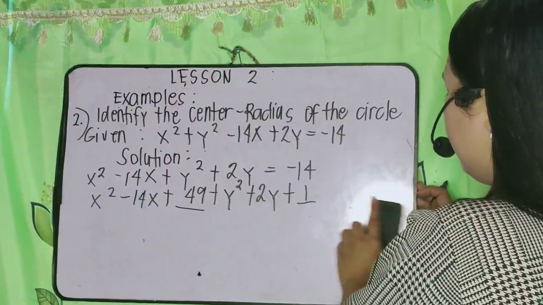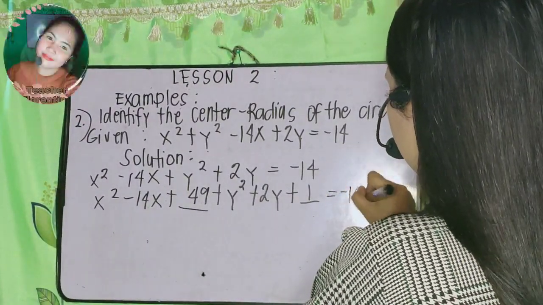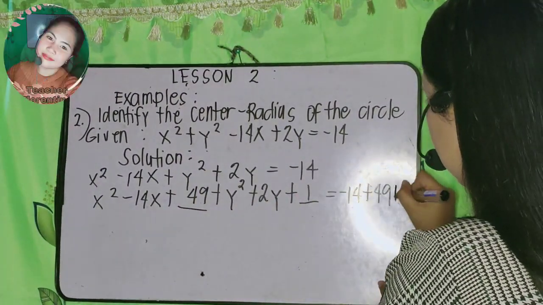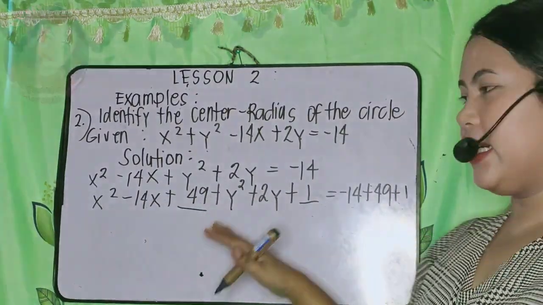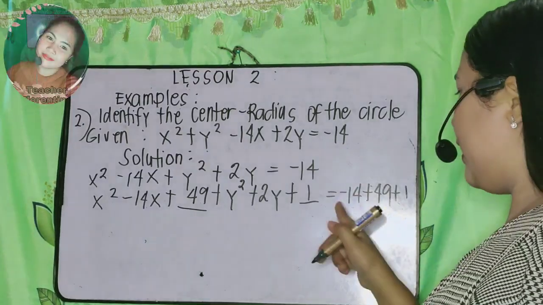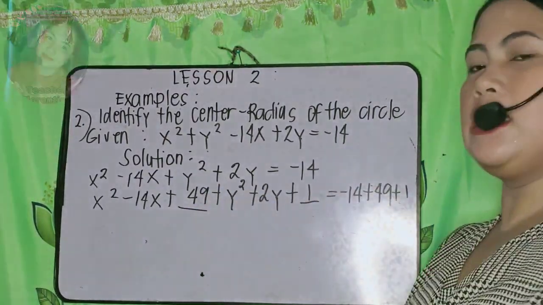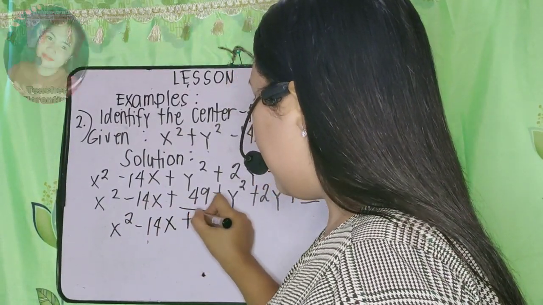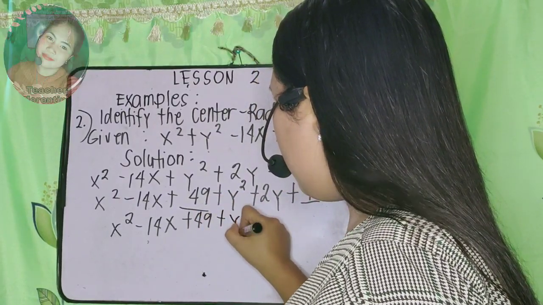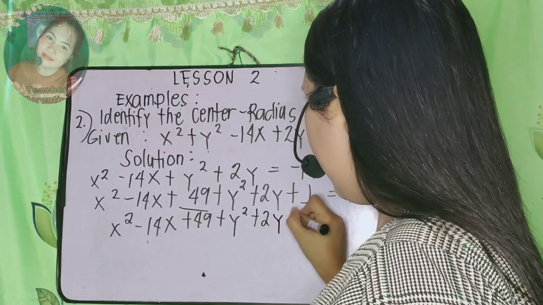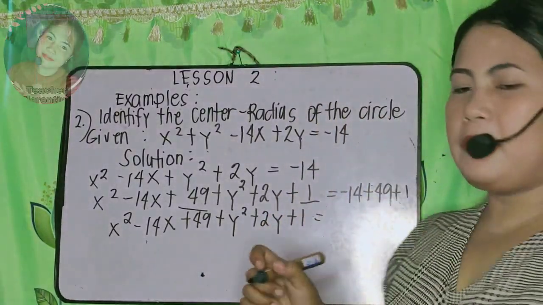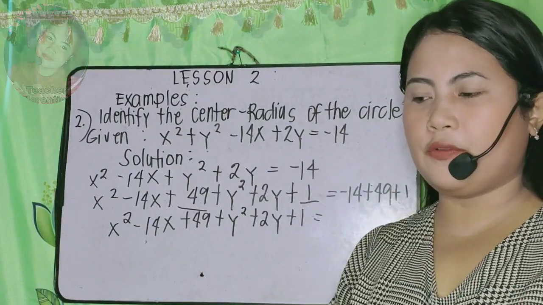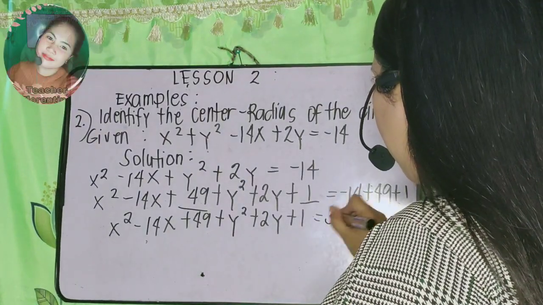Okay? And equals negative 14. So, since nag-add tayo dito ng plus 49, so add din tayo dito 49 and also plus 1. So, kung ano yung dinagdag natin dito, idadagdag din natin dito sa equal sign. Okay? So, negative 14 plus 49 plus 1 and simplify. So, we have x squared minus 14x plus 49 plus y squared plus 2y plus 1 equals. So, negative 14 plus 49 plus 1. What is the answer? Negative 14 plus 49 plus 1. Okay, so the result will be positive 26.